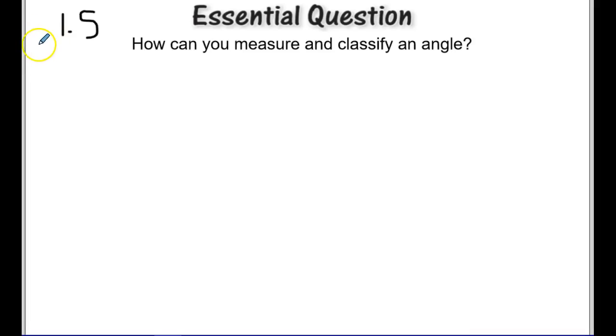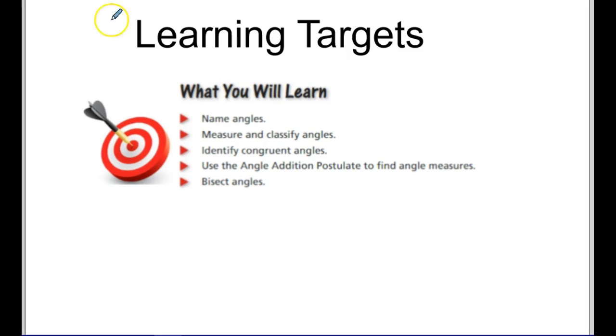All right, here we're looking at section 1.5, and our big essential question is how can you measure and classify an angle? So our learning targets for today: first, we're going to be naming angles, then we're going to measure and classify those angles. Our third learning target is to identify congruent angles, and we'll talk about how we know they're congruent. Then we're going to use the angle addition postulate to find some measurements, and we're going to bisect some angles. So remember that when we say bisect, that means cut it exactly in half.